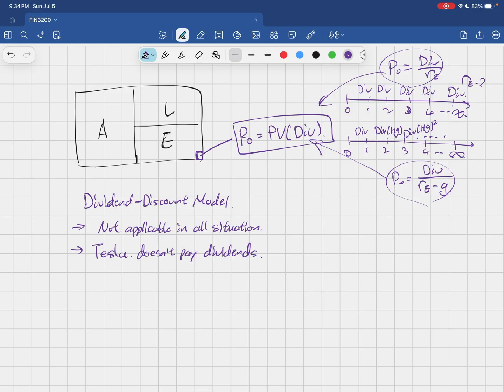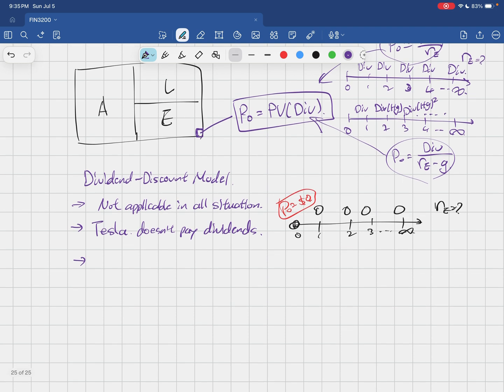Suppose that you're trying to use the dividend discount model to value the share price of Tesla, then you would have something like this on your timeline. It doesn't pay any dividends, so it doesn't matter what R is. P should be 0, according to the dividend discount model. But you can look up Tesla's price. Tesla's equity value is pretty valuable, so it's not 0. So for firms like this, the dividend discount model cannot be applied. We're going to use something else.